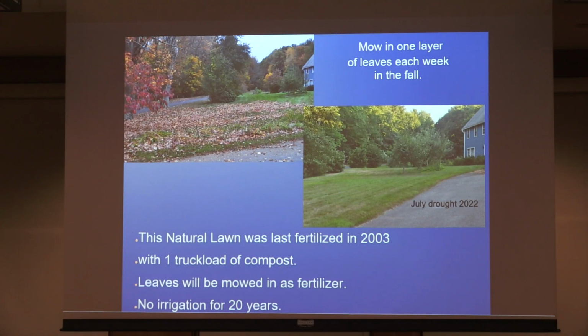Okay, so here we have an organic lawn. This lawn has been not been treated with any fertilizers for 20 years. Here it is last summer in the July drought where we had no rain for 30 days, the entire month of July. And there are some leaves being mowed in. You can mow in one layer of leaves. And since leaves come down gradually, you can do that 3 times. You can mow them in the first time they come down, and then you get more, and then you can do it again.